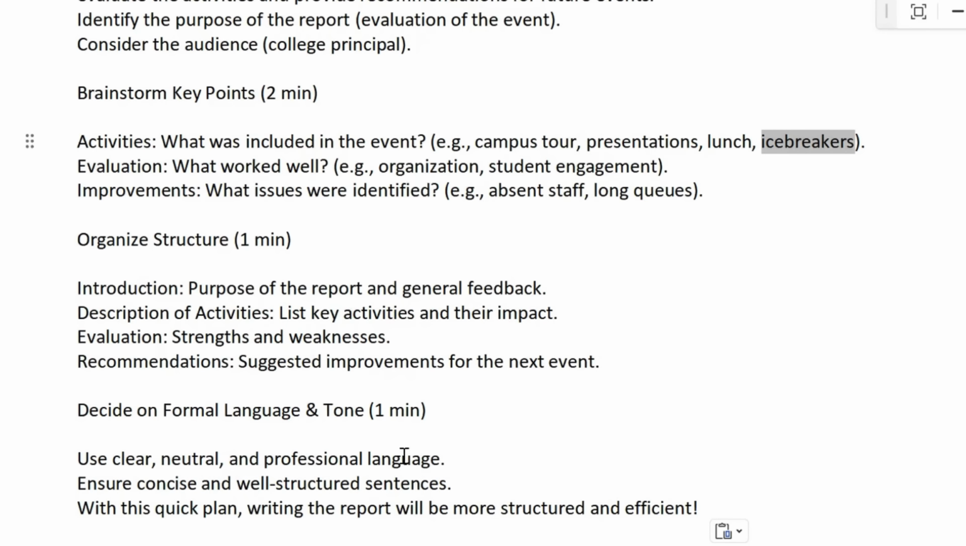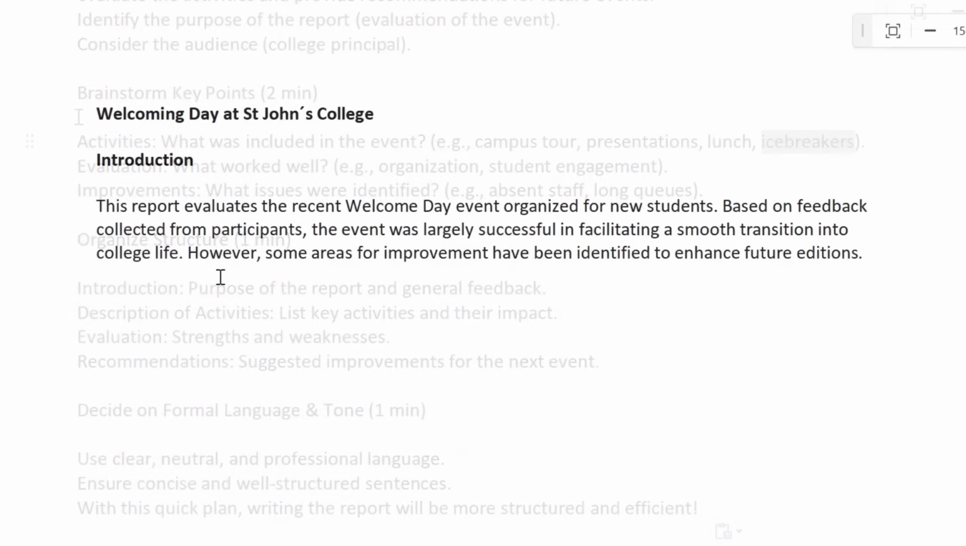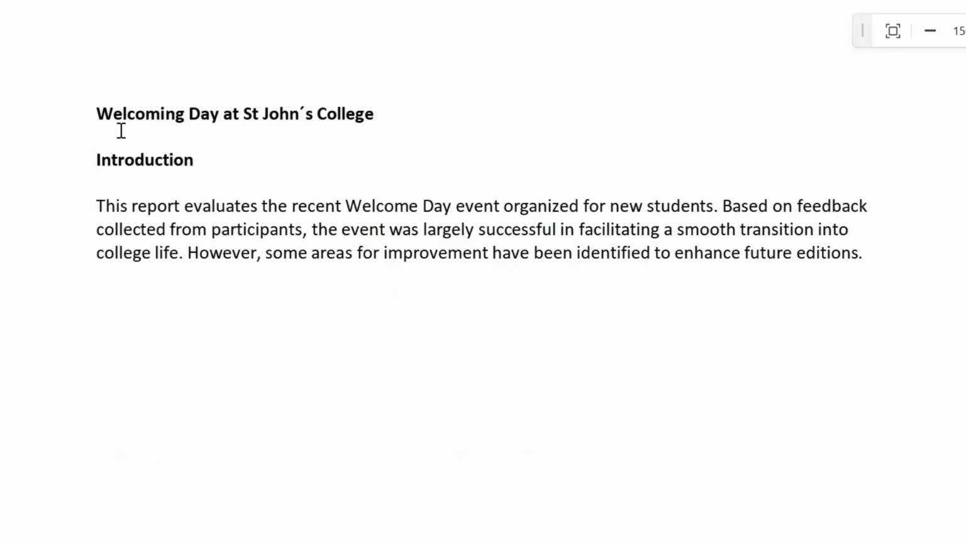And finally, we should consider the language, the style, the tone, if you like. We've highlighted that the reader is going to be the college principal, so we should definitely keep it neutral, professional language and tone. It should be easy to understand. It should be fairly clear in presenting the information so that the principal can see what happened. And we should structure it in such a way that the information can be easily obtained. Right. So let's get into actually writing the report.